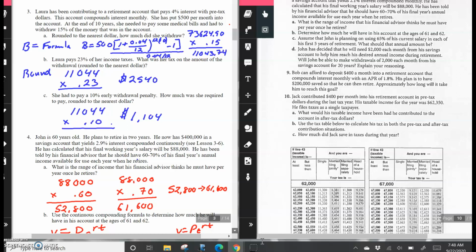She also had to pay a 10% early withdrawal fee. So take $11,044 times 10%, and she paid an early withdrawal penalty of $1,104. So notice that the tax and the withdrawal penalty come out of the actual amount that you take out.